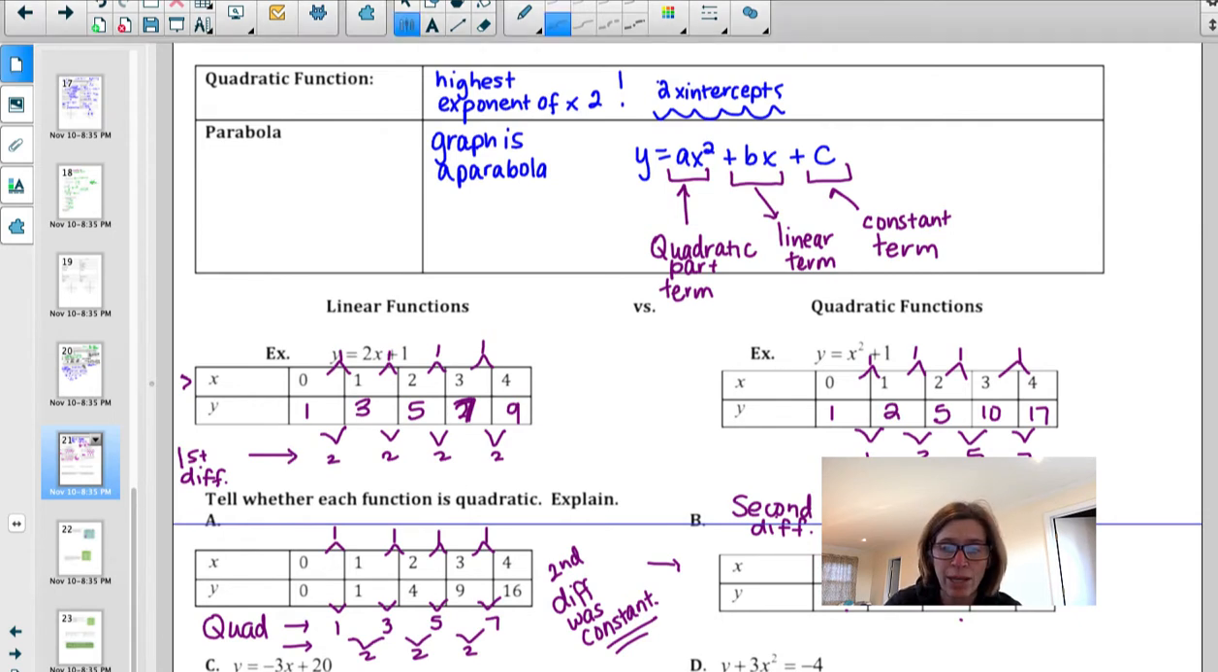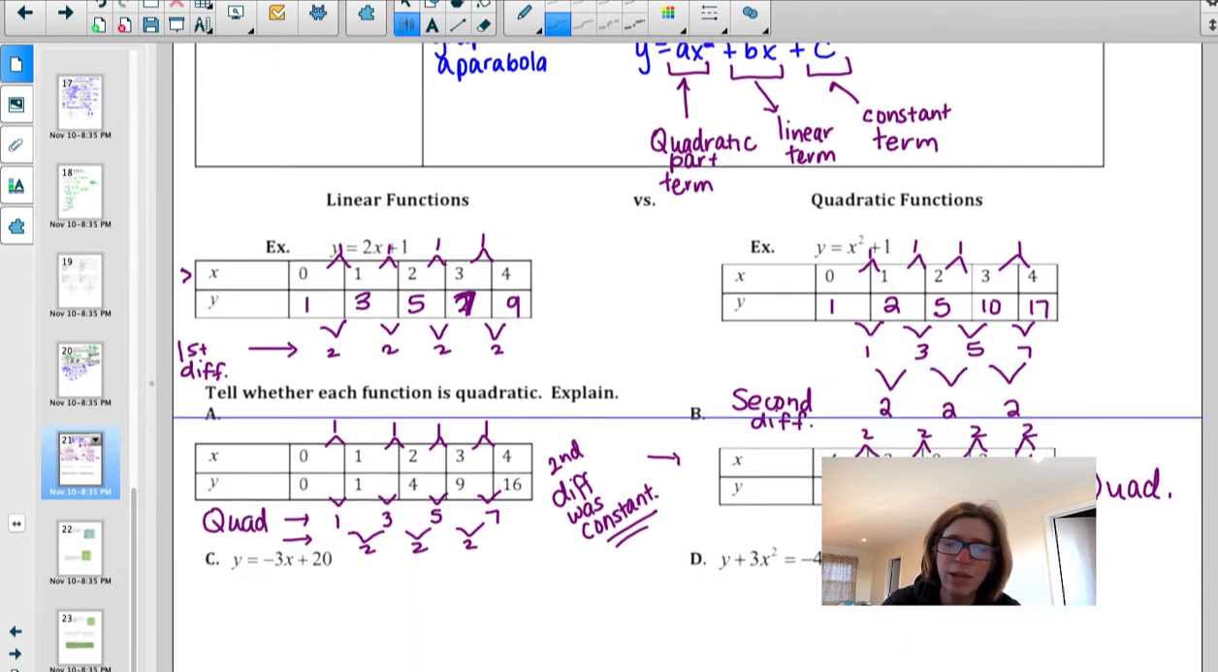On the x's, I'm going up 2, so at a constant x value of 2. And on the y's, it appears like I'm going down 6, down 2, then up 2, and then up 6. If I look at the difference of those differences, it's a difference of 4. Because the second differences were constant, it is a quadratic function.